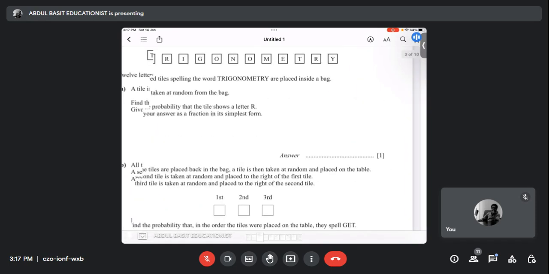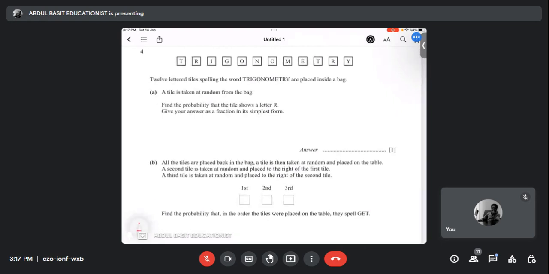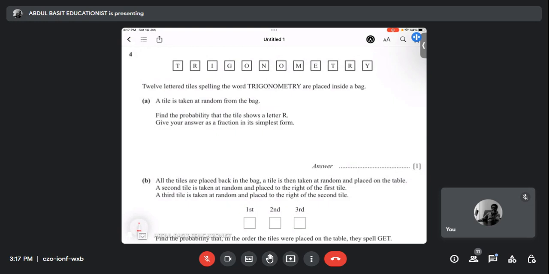Okay. Now let us look, please. Please pay attention. 12 letter tiles spelling the word trigonometry. Okay. So the total letters are 12. That's good. Are placed inside the bags. Rita, can you hear me?